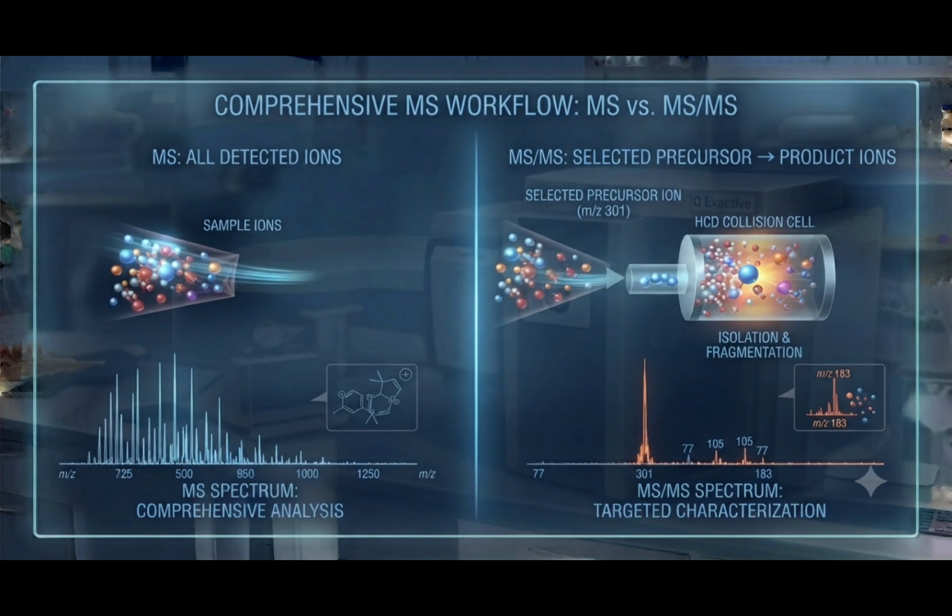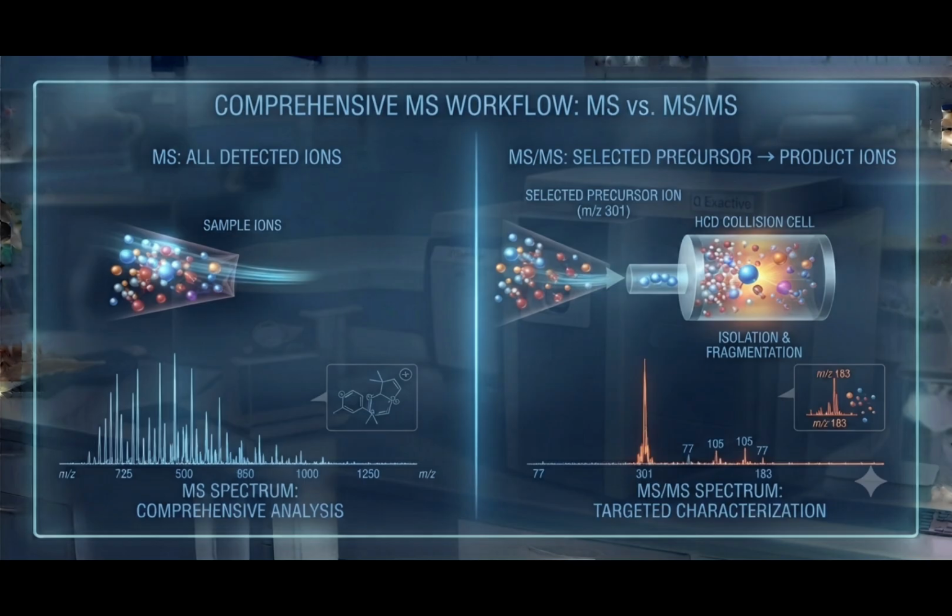MS versus MS/MS. Single stage mass spectrometry provides information about the ions present in a sample. MS/MS goes one step further. It selects a specific precursor ion and analyzes its product ions. Therefore, MS/MS generally provides greater selectivity and additional structural information.